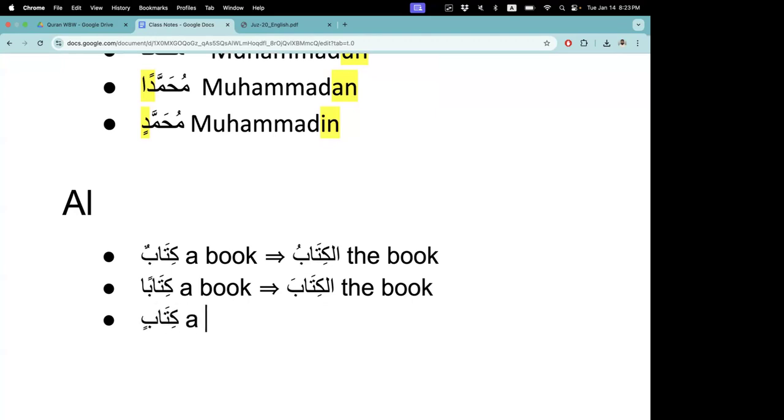And finally, kitabin, which means a book as well. And what is happening if I add al to it? Al kitabi, perfect. And the meaning is the same, the book. But the grammatical usage will be different.